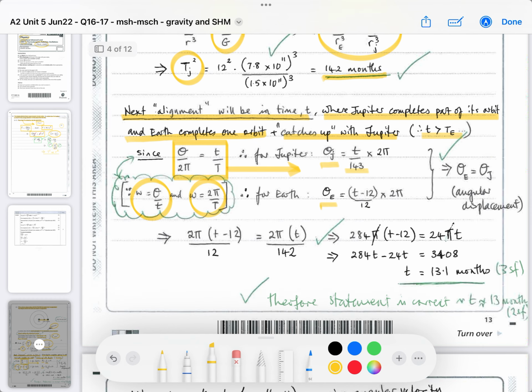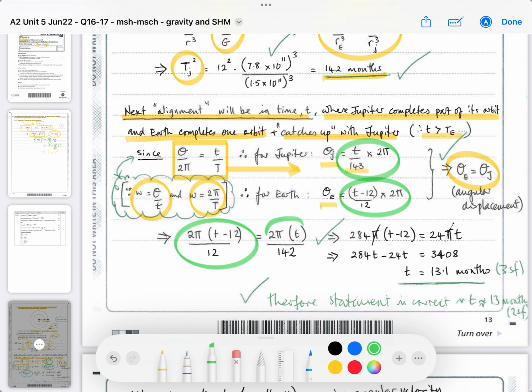So we know that the angular displacement must be the same, so we can equate them by putting each of the right-hand sides of these equations equal. So this one, equate it with this one, and that's how the examiner's done it. So there's the value for the Earth, equal to the value for Jupiter.